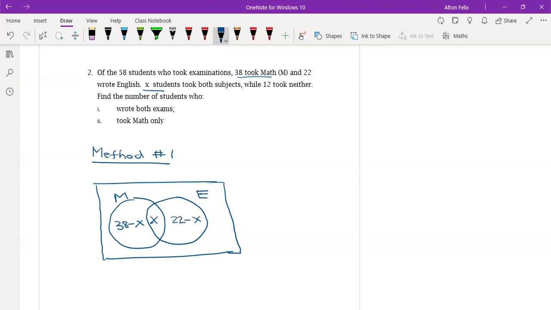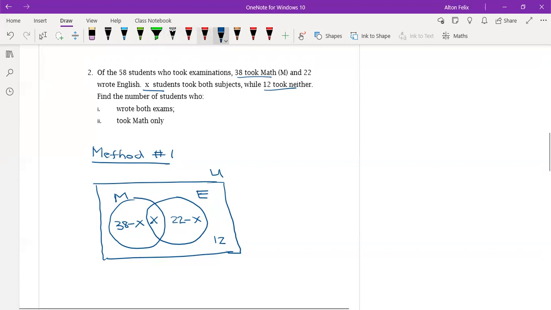Now, this bit of information is important. 12 took neither. So it means that 12 students would be outside of both circles, M and E. And let's simply write U representing our universal set. So that's our Venn diagram showing the information that is given. So we need to calculate X.